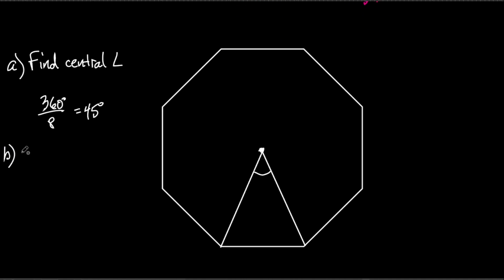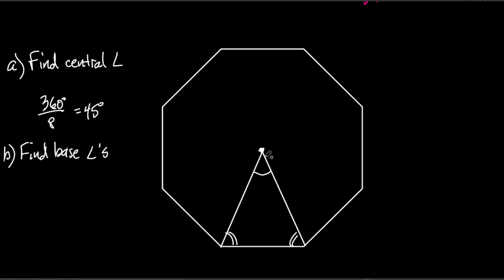So now we got to find the base angles. Part B says find the base angles. So that would be this one right here, and what else? This one right here. And what's true about both of these? They'd be exactly the same. Remember, this is only true about a regular octagon. It's not just any old octagon. You got to have all the sides and angles equal to each other for this to be true. Everybody understand that? Okay.